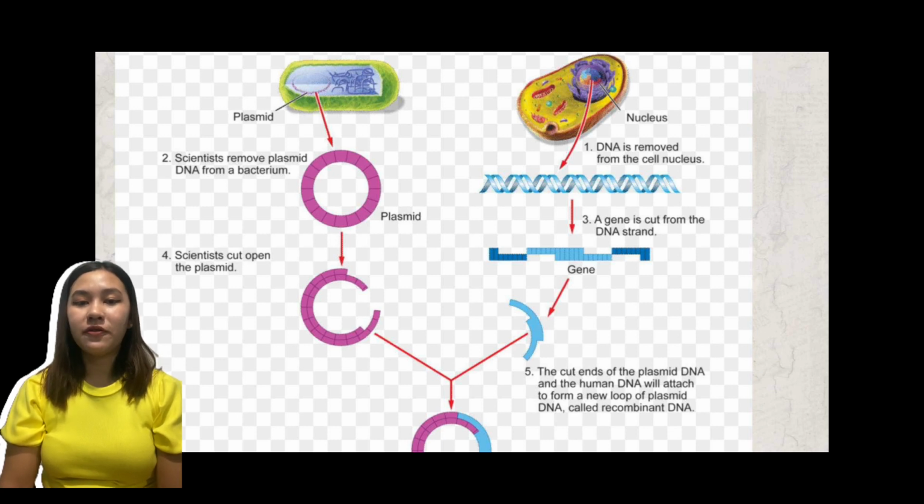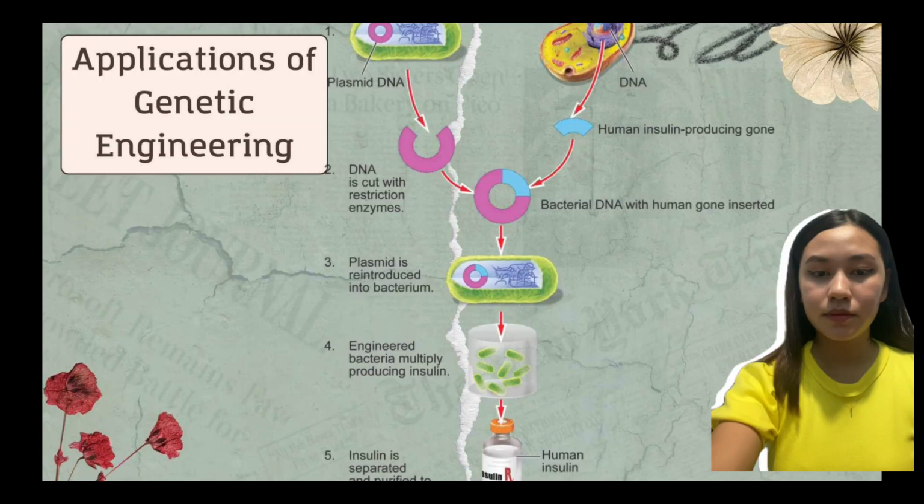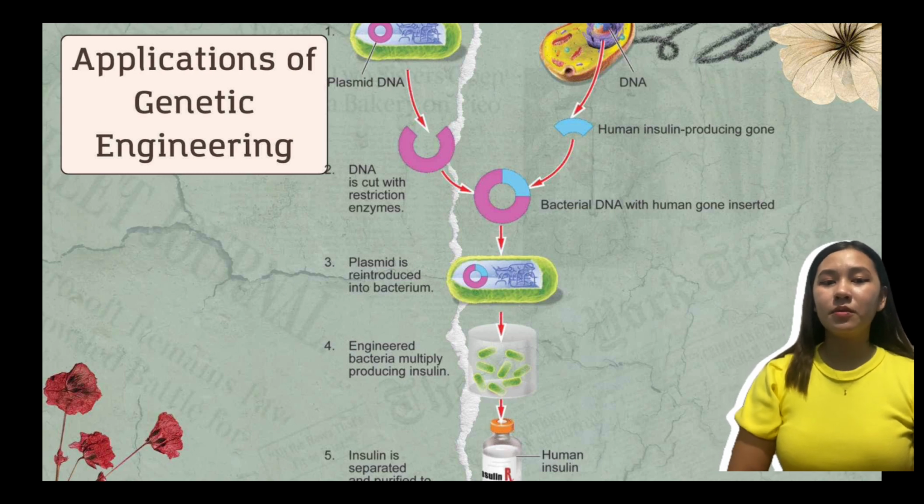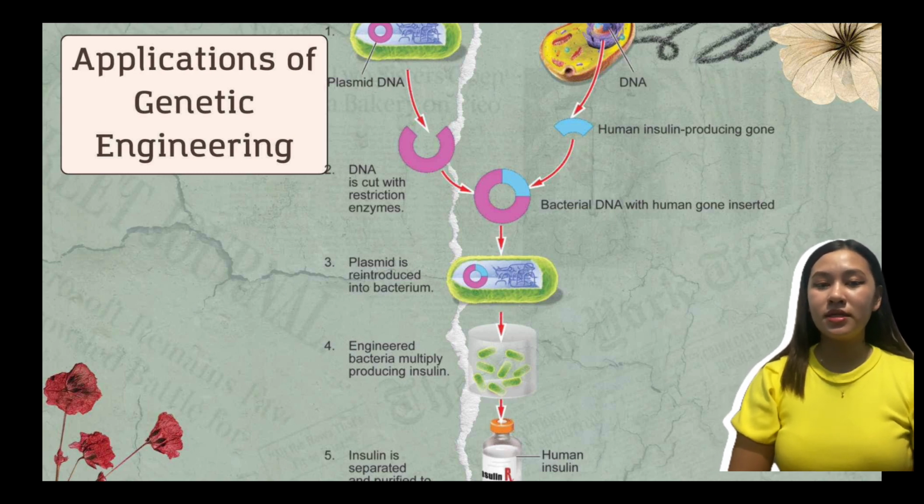So, this modified DNA can be inserted into other organisms like plants or animals to give them new traits or abilities. It's like adding a new chapter to the instruction manual of life. So, this is the application of genetic engineering. One of the most common applications is in the production of human insulin, which is a life-saving drug para sa mga tao nga naay diabetes.